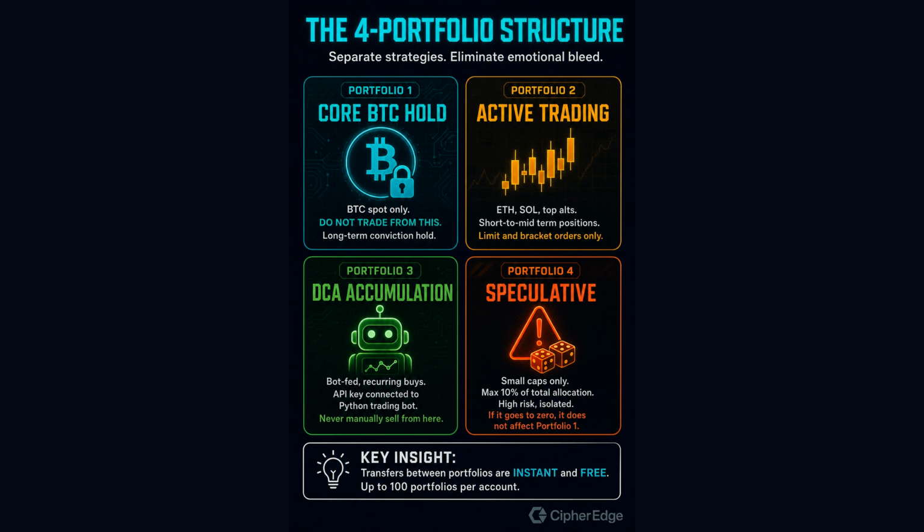Portfolio 3 is my DCA accumulation portfolio. This is bot-fed. My Python bots connect to this portfolio via its dedicated API key and execute scheduled buys on a cadence. If you've watched any of the earlier CipherEdge videos on building Python trading bots, the API key setup here is exactly what those bots use to interact with Coinbase programmatically. Each portfolio gets its own key, so your DCA bot has no access to your active trading stack or your core hold. You limit the blast radius if anything goes wrong.